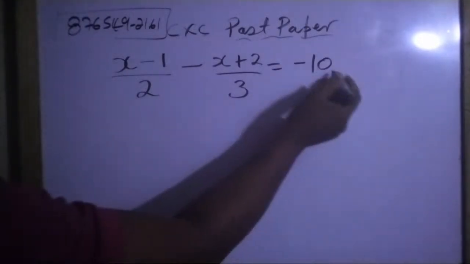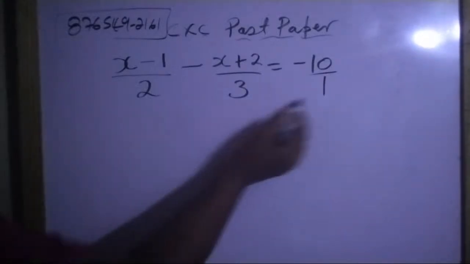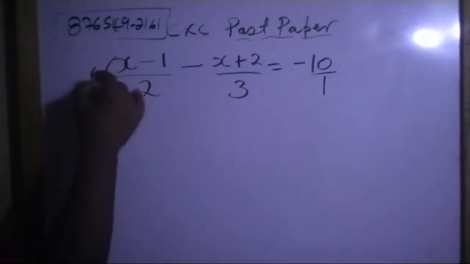So our LCM would be 6, right? The LCM of 2 and 3 would be 6. So we multiply 2 up by 6.